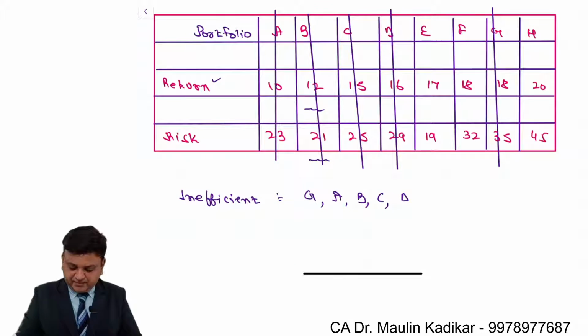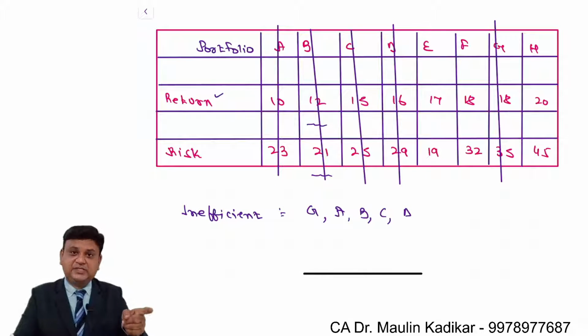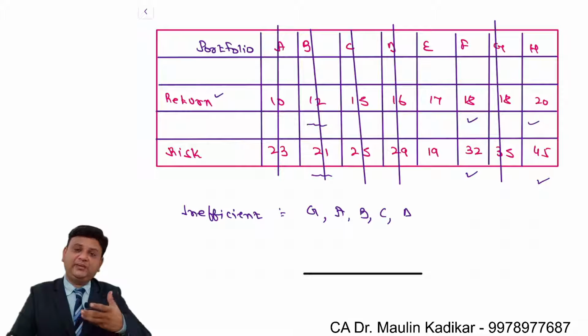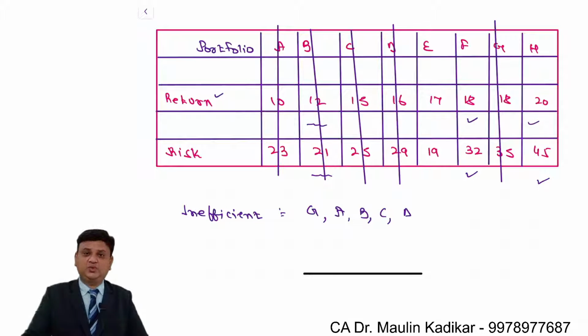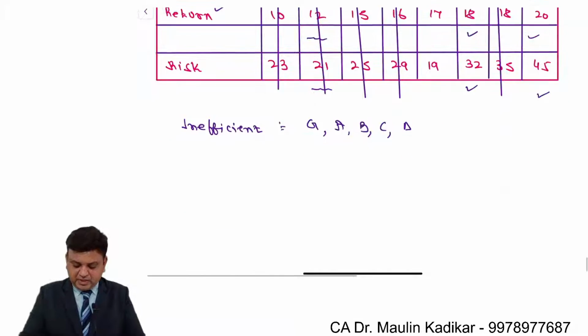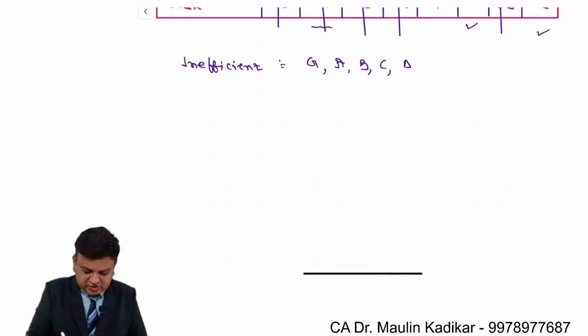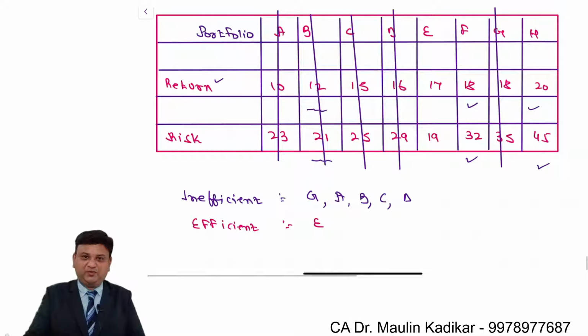Yet the answer is not over. We have to make a comparison of E and F. Risk increases, yes. Return increases, yes. So we understand that the E portfolio, compared with all other portfolios, is not dominated by anyone else. So if we are required to prepare a list of efficient portfolios, then E will come in the efficient portfolios.